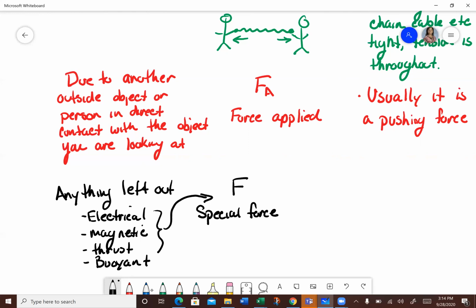So as you're drawing your picture, any other special forces? Could there be an electrical force? Could there be a magnetic, a thrust, a buoyant, and so on? Okay, so in that case, you just determine all of that information, direction and magnitude, based on your problem.